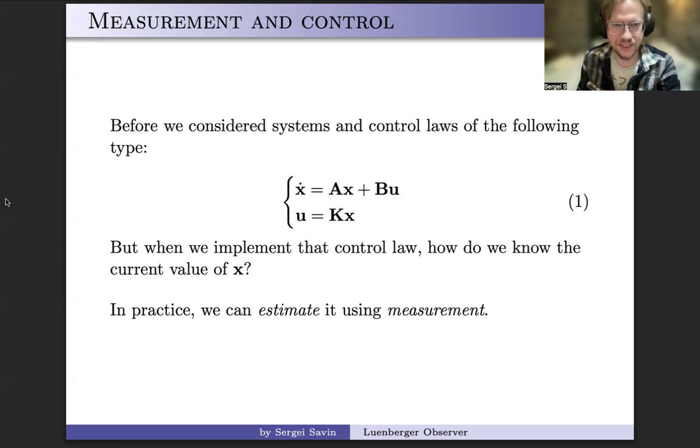Now, in practice, the way you find it, if you are going to use this type of control, is you're going to use an estimation of x rather than x itself. And the estimation of x will be based on measurements. All right. So that's what's going to happen. You're going to estimate x based on measurements.